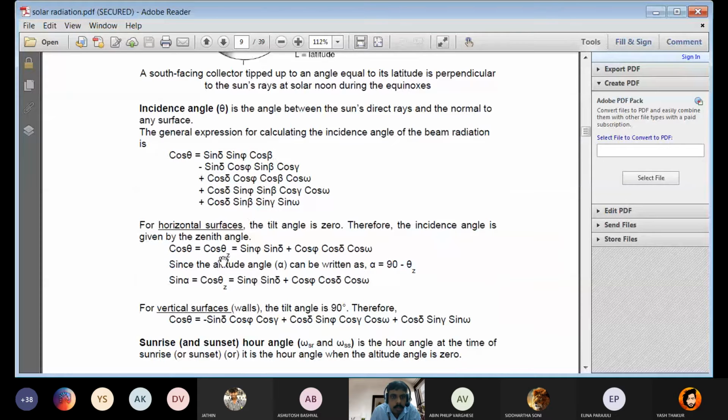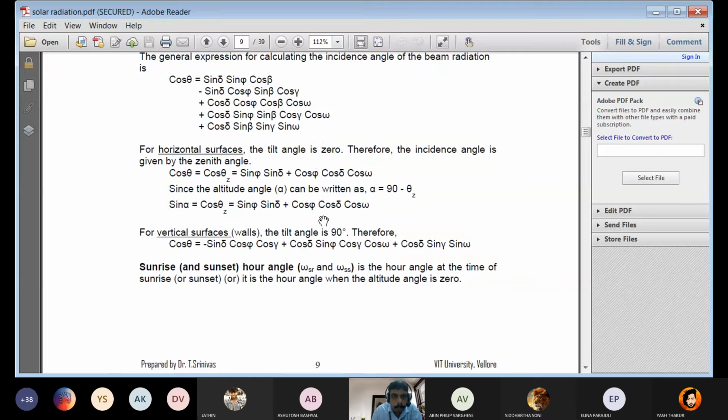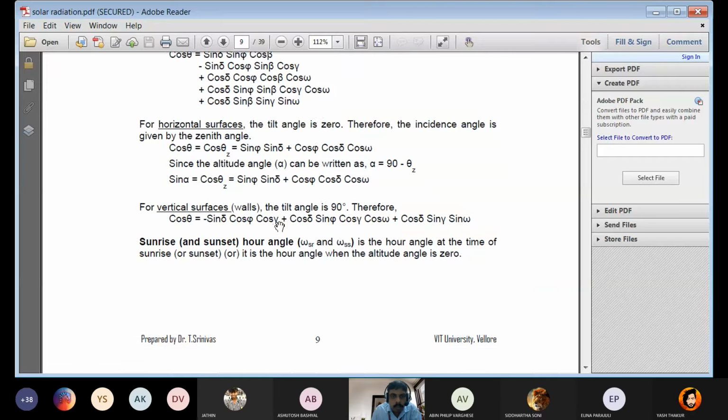Cos theta is equal to cos theta z is equal to sin phi sin delta plus cos phi cos delta cos omega. So this is a simplified equation for a horizontal surface. This is also given in the data book. Okay, so this equation also you note down into your notebook. It is needed for our calculation.